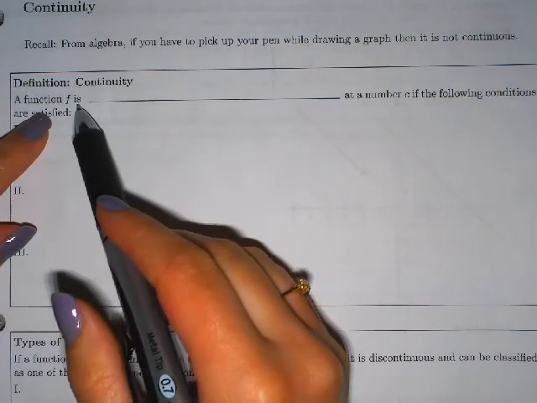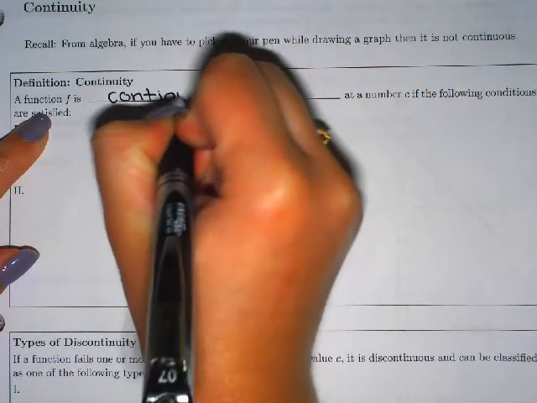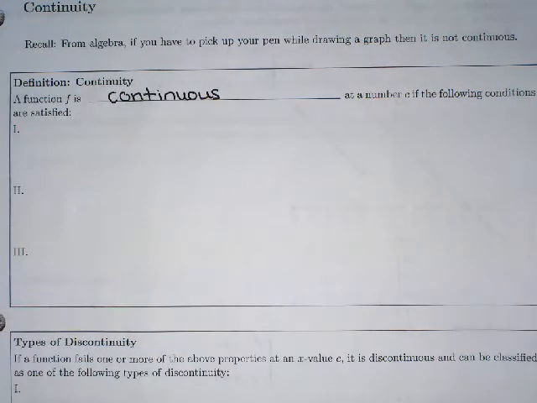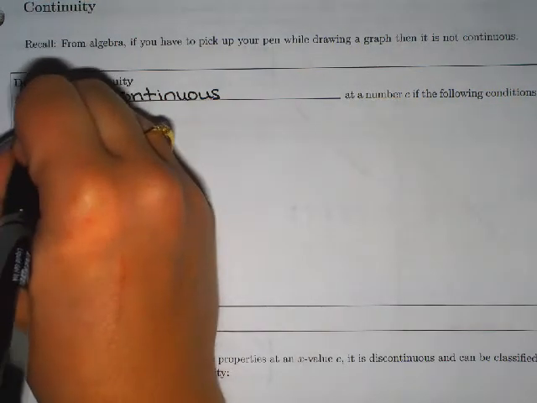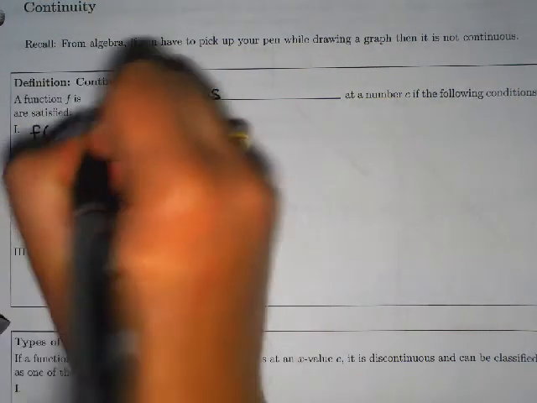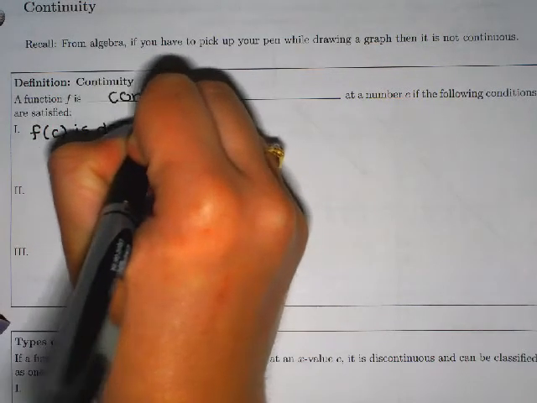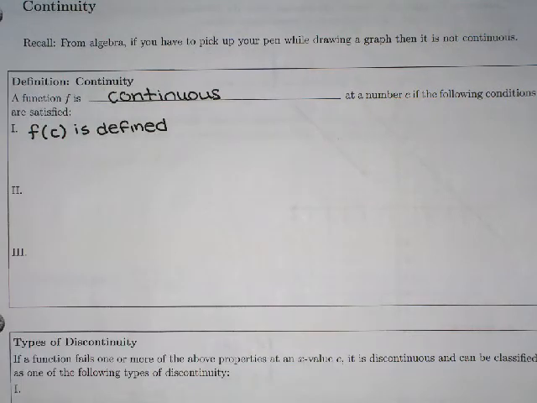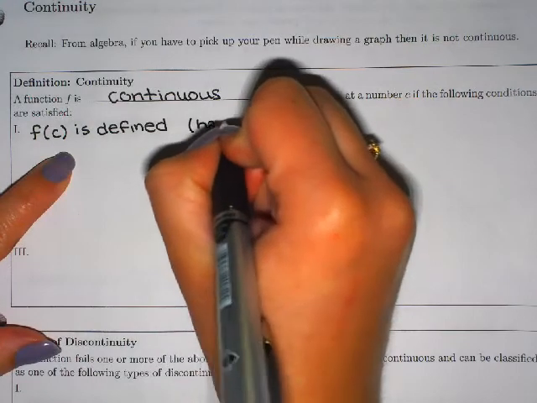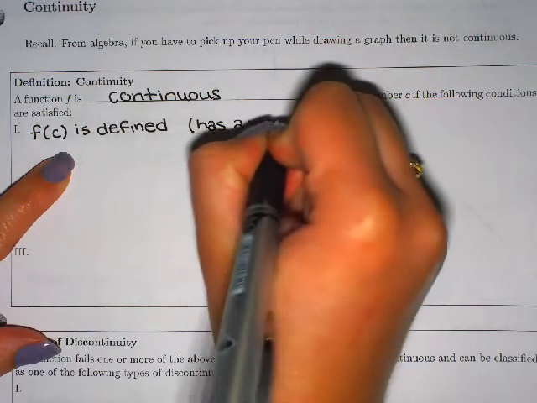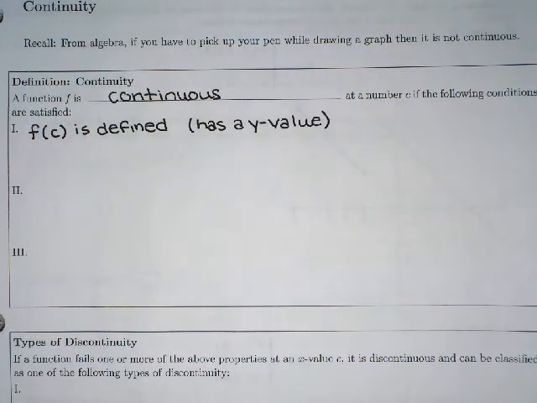So a function f is continuous at a number c if the following conditions are satisfied. So the first thing that has to be satisfied is f of c is defined. That means when you plug in the x value c, it has a y value come out. It's a fancy way of saying it has a y value. You can plug it in and you don't get undefined or an error on your calculator. You get like 17. You get a number out.